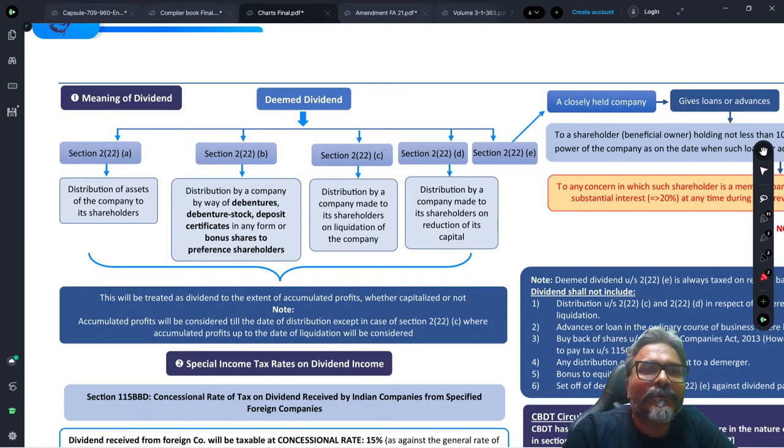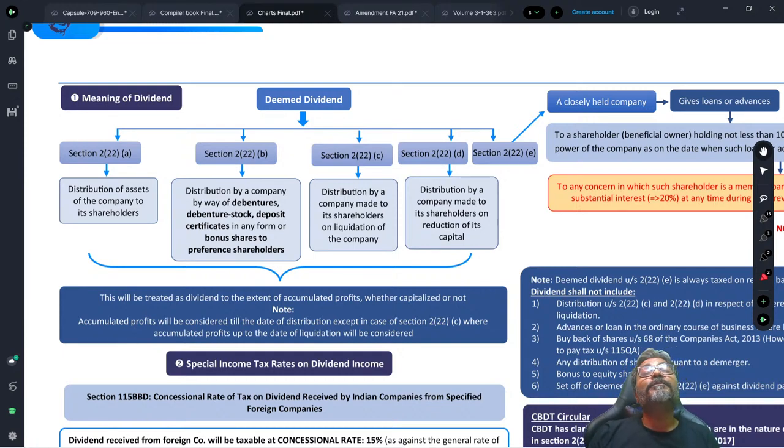So far as 2(22)(a) to 2(22)(d) is concerned, let's have a look at the first one. It talks about the distribution of the assets of the company to its shareholders. This can be a normal asset distributed to the shareholder, or it can be in the form of cash, which means the normal dividend payout, as we all know. Interim dividend and final dividend all get covered in this section 2(22)(a). This is what 2(22)(a) dividend is all about.